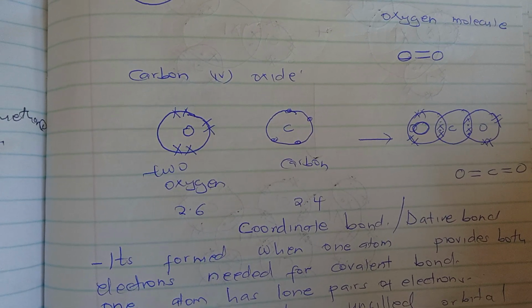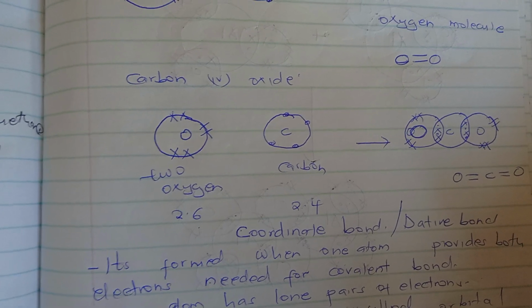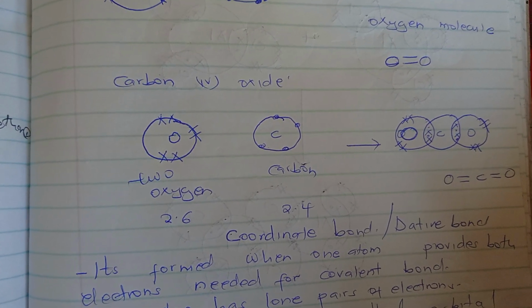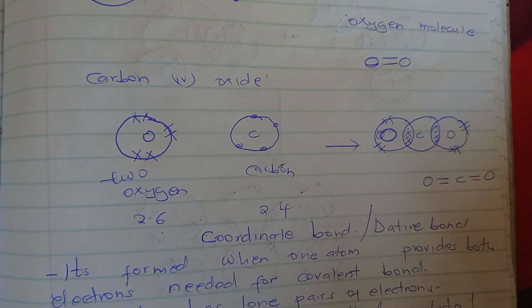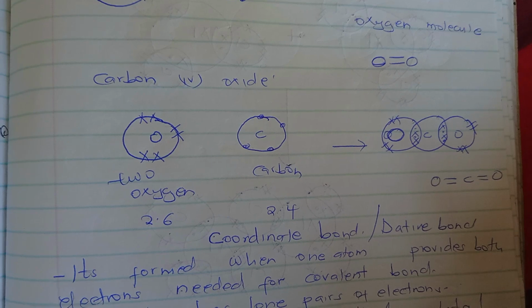In carbon dioxide, you have 2 oxygen atoms with electron configuration of 2.6 and 1 carbon with 2.4. So carbon has 4 electrons and oxygen has 6 electrons. So there is formation of 2 covalent bonds between oxygen and carbon on either side of carbon.